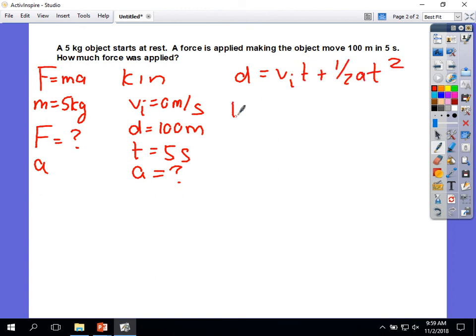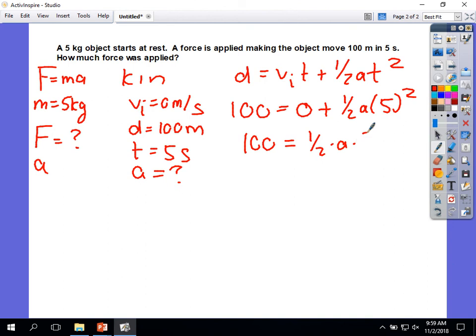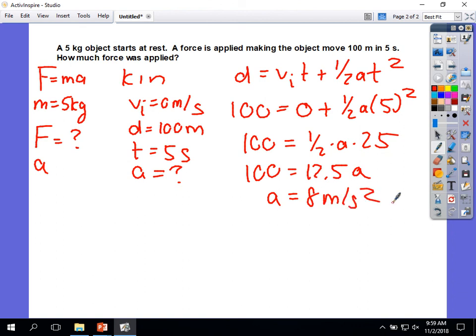So in this one, it would be 100 equals 0, since VIT is 0, plus 1/2 A times 5 squared. Okay? And so this would be 100 equals 1/2 times A times 25. This would be 100 equals 12.5 A. And so A equals 8 meters per second squared. So now I know what the acceleration is, 8 meters per second squared. So force would just be 5 times 8 equals 40 newtons.